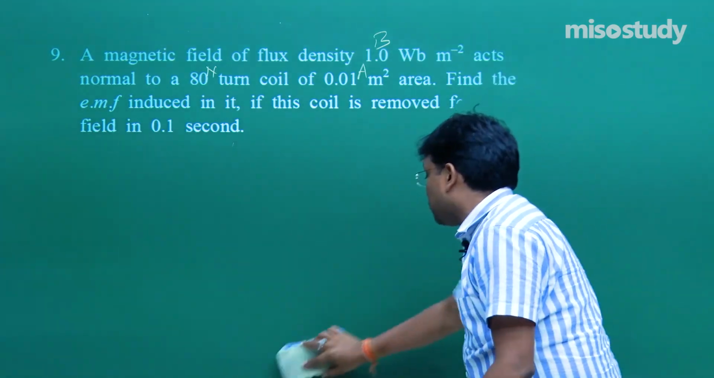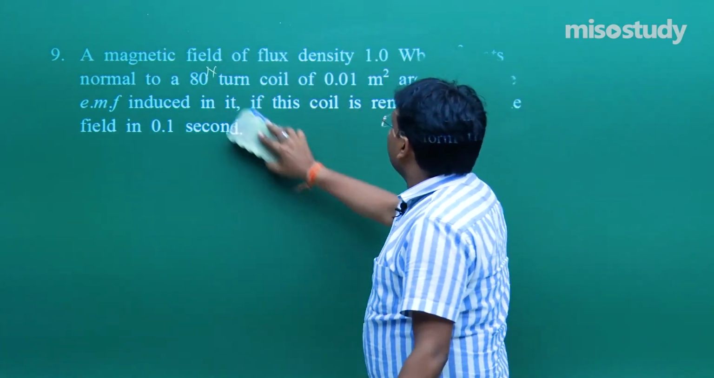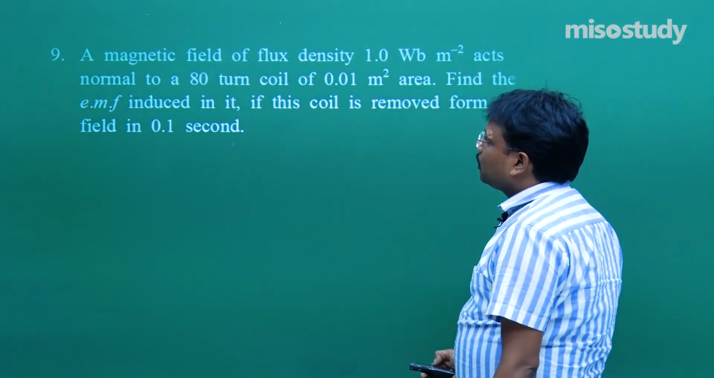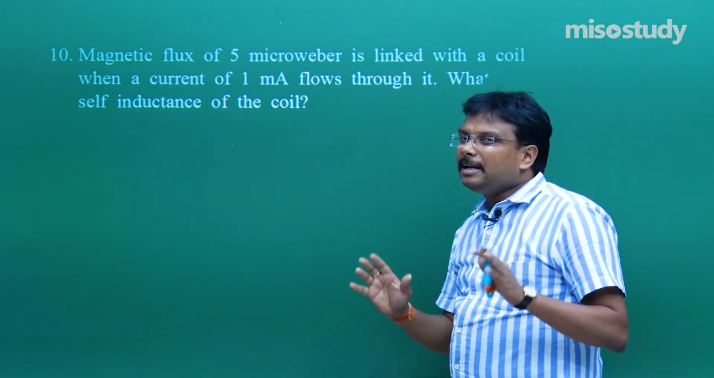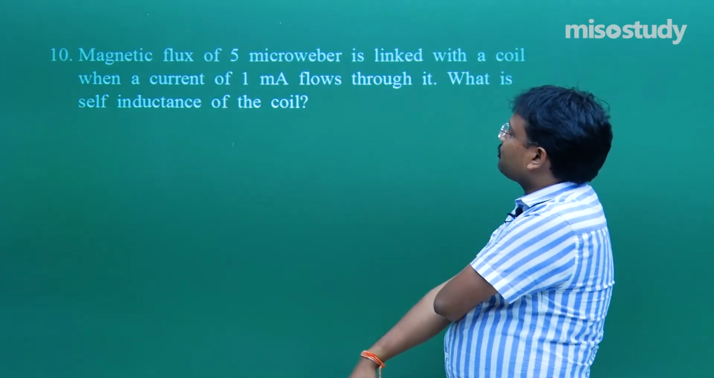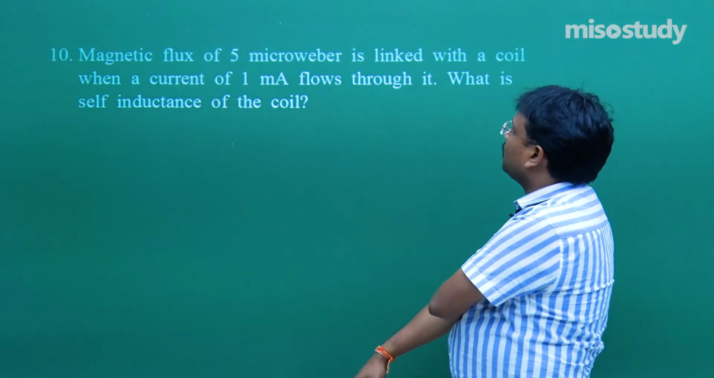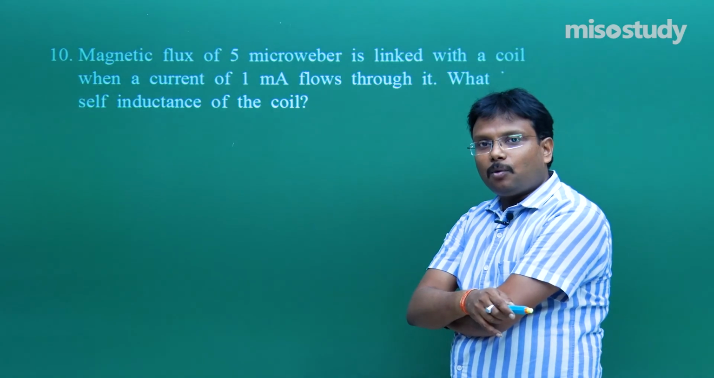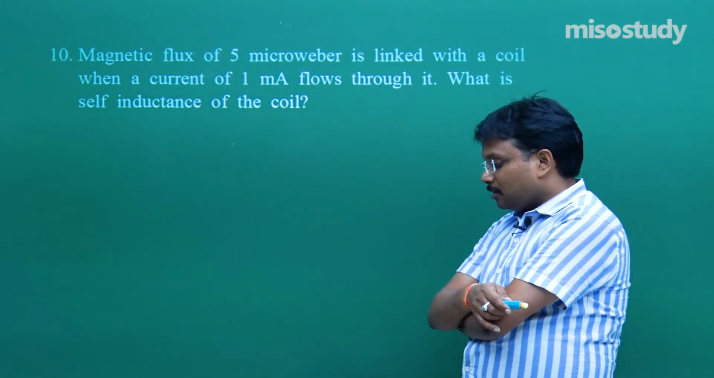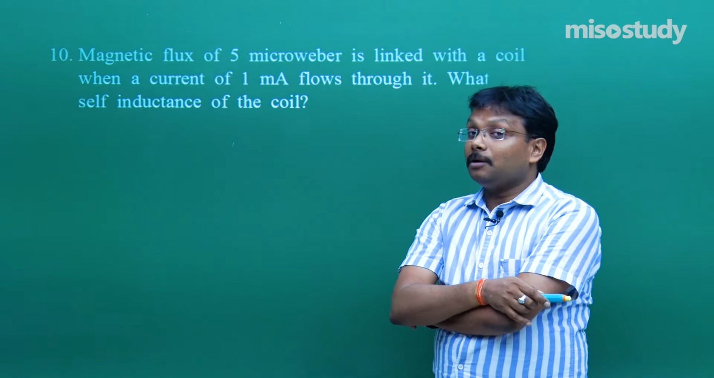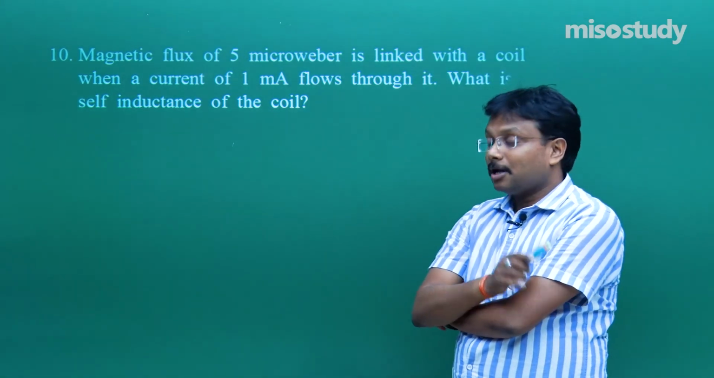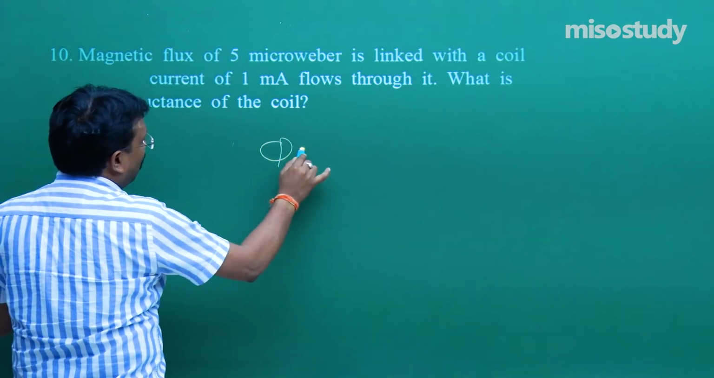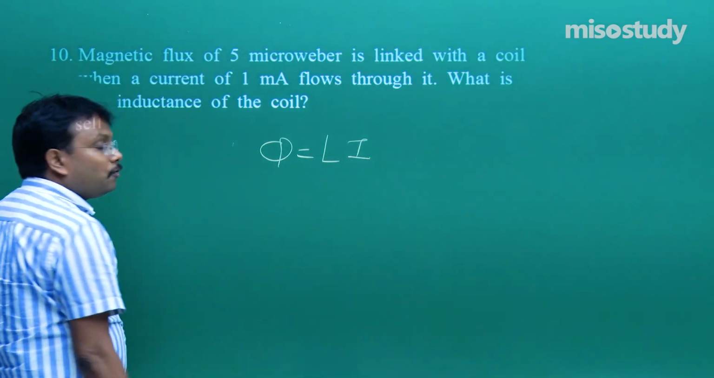So, that is why I used to tell you, when you are solving a numerical, there is a probability you will score full marks. And then question number 10, slightly twisted. Magnetic flux of 5 microweber is linked with the coil when a current of 1 milliampere flows through it. What is the self-inductance of the coil? I am sure a good number of students will not be able to recall the formula. So, that is why I mentioned this question. So, basic question, free of cost, full marks.